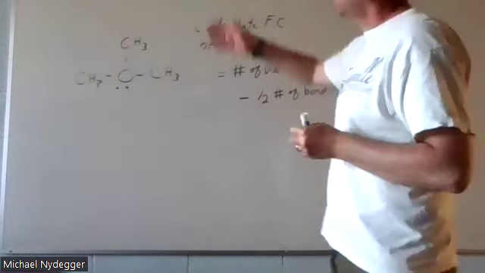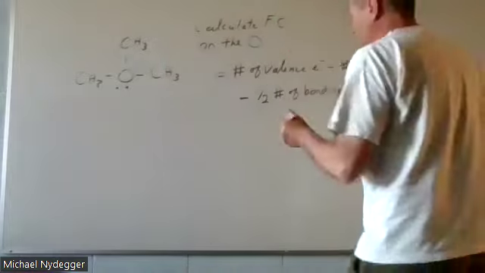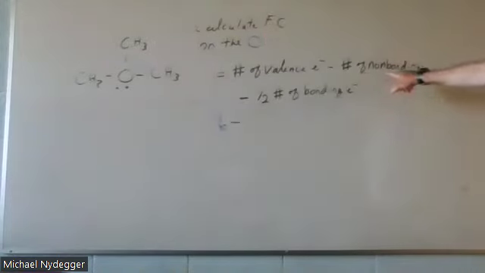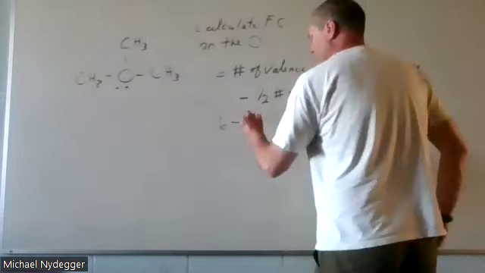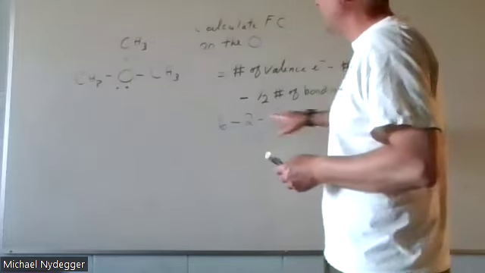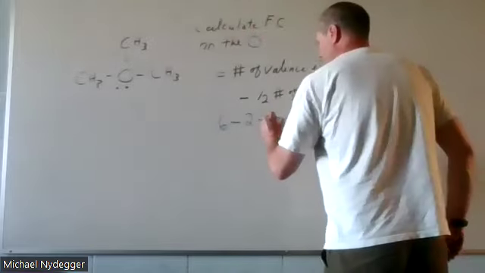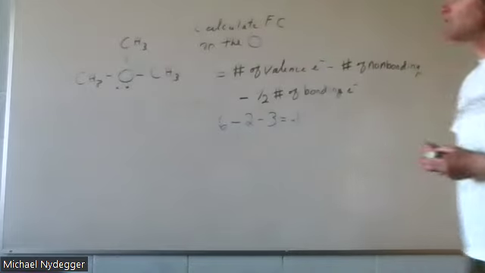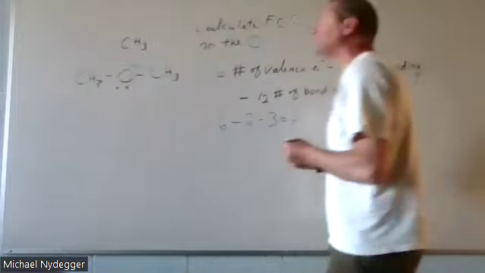We'll look at our periodic table and see that the oxygen is going to be in the 6th column. So it has 6 valence electrons. The number of non-bonding electrons, so oxygen in this case has 2 non-bonding electrons, so it becomes 2, minus 1/2 the number of bonding electrons, so it's 2, 4, 6, 1/2 of 6 is going to be 3, and so that's equal to +1. So in this case, oxygen is going to have a formal charge of +1.